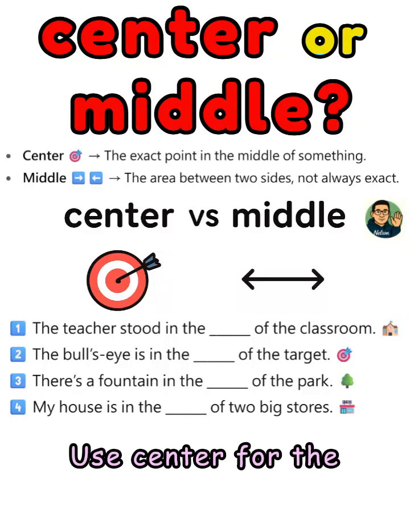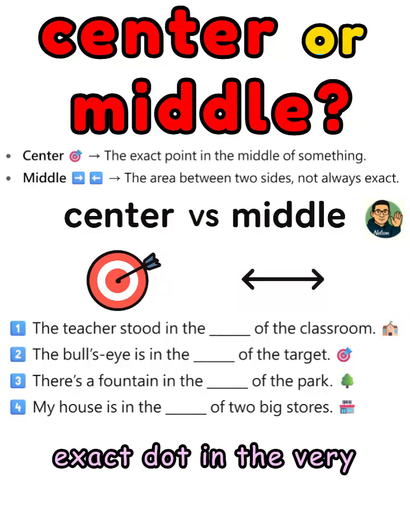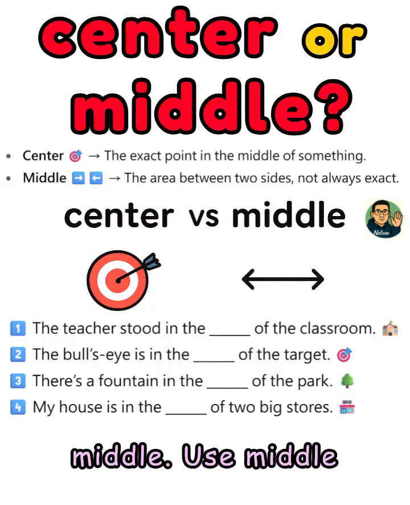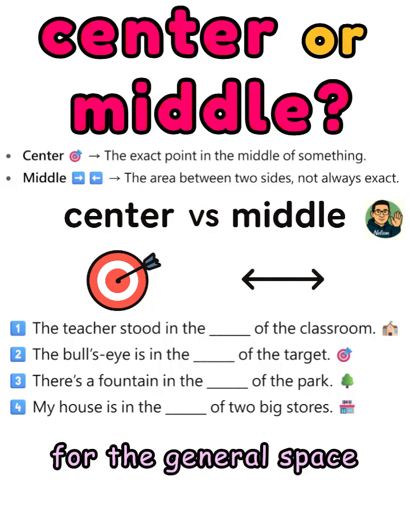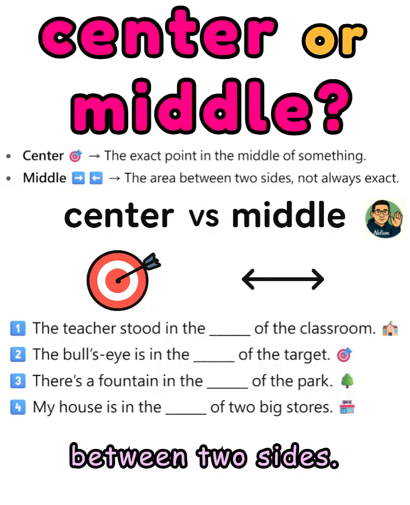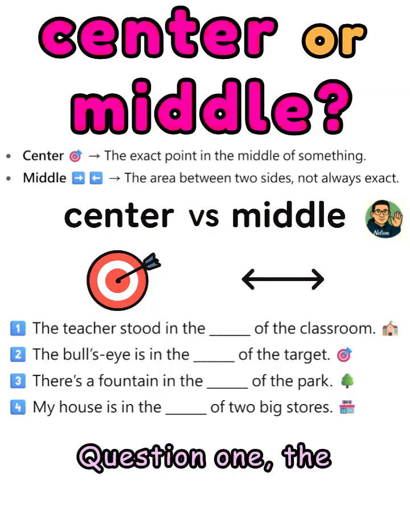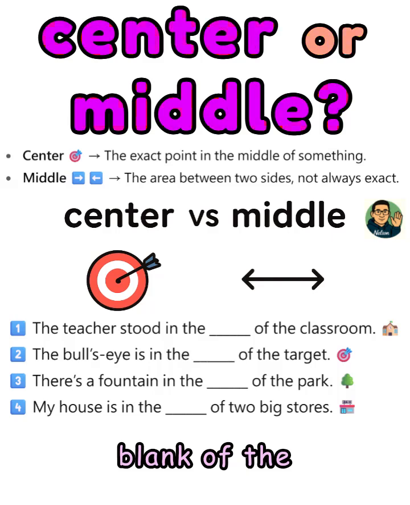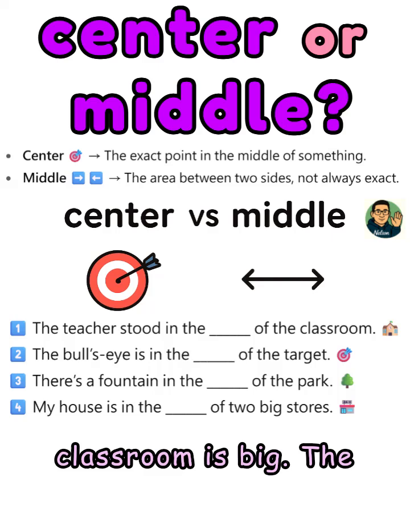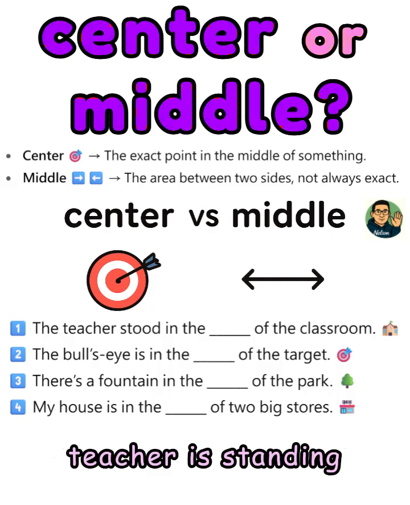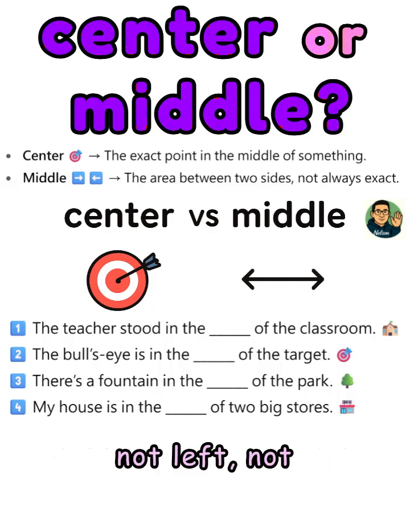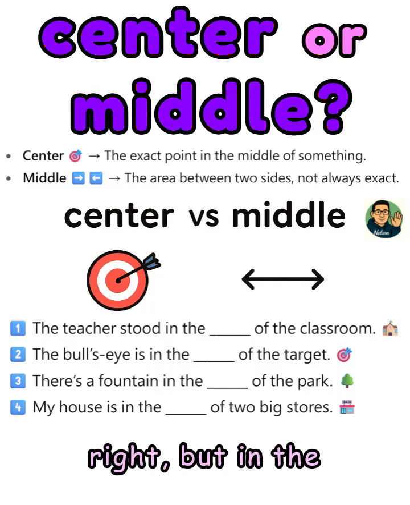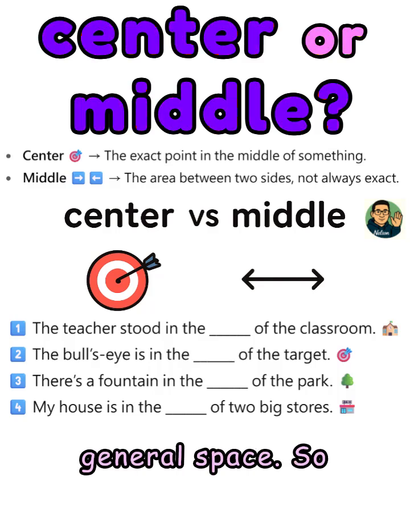Use center for the exact dot in the very middle. Use middle for the general space between two sides. Question 1. The teacher stood in the blank of the classroom. A classroom is big. The teacher is standing not left, not right, but in the general space.